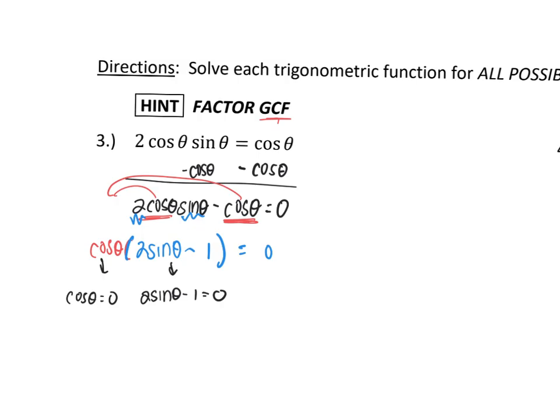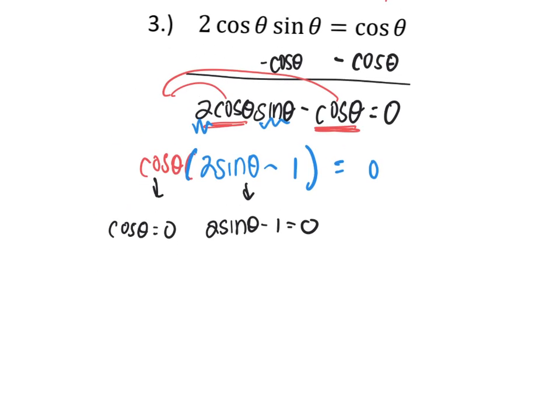Okay, then the left equation, cosine of theta equals 0. Where does that occur on the unit circle? Cosine is equal to 0 at 90 and 270, or we're working in radians right now, so this would be pi over 2 and 3 pi over 2. So theta equals pi over 2, 3 pi over 2.